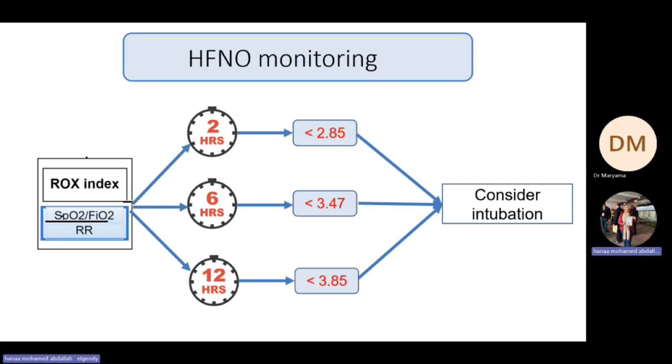If the patient's ROX index is less than 2.8 at 2 hours, or less than 3.4 at 6 hours, or less than 3.8 at 12 hours, we have to consider intubation. The most important issue for this patient is respiratory rate. Why do we use respiratory rate in this equation? Because the most injurious part, as we said before, is the high inspiratory effort of the patient and the high respiratory rate, which will lead to self-induced lung injury. So if your patient is tachypneic and has a low ROX index, we have to go for invasive ventilation.